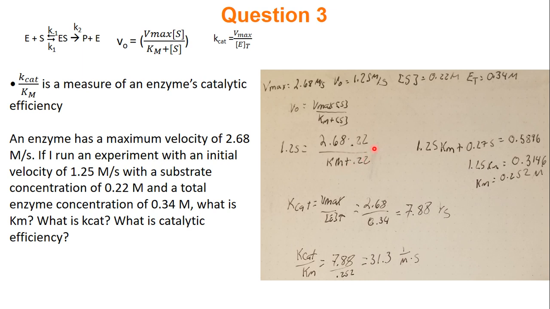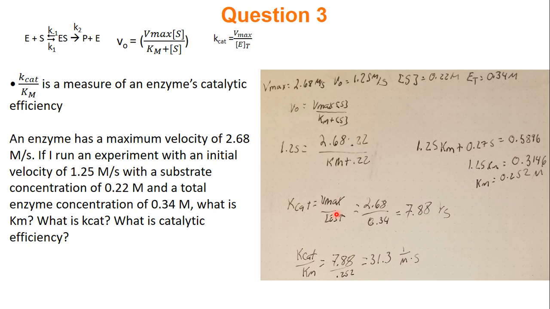The first thing I do is multiply my denominator on each side of the equation. And I get 1.25 Km plus 0.275 equals 0.5896. This 0.5896 is coming from multiplying my Vmax and my S together. I then subtract 0.275 and then divide each side by 1.25. My Km is 0.252 molar.